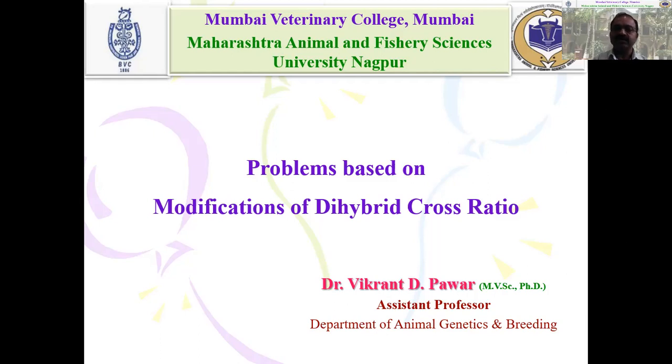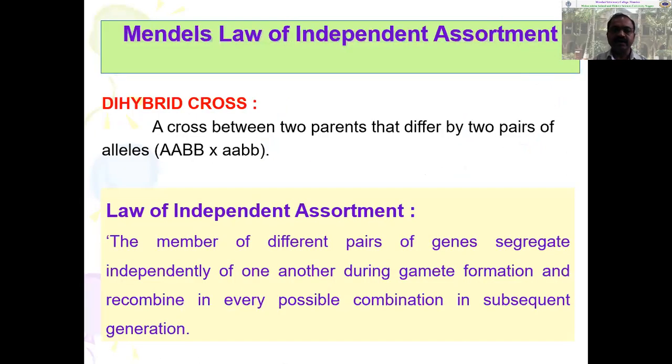In this way, he gave the first law of segregation. In the second law, he considered two characters simultaneously, that was the color of the seeds as well as the shape of the pod. So in this particular cross, he considered two characters simultaneously. That's why it is called a dihybrid cross: a cross between two parents that differ by two pairs of alleles.